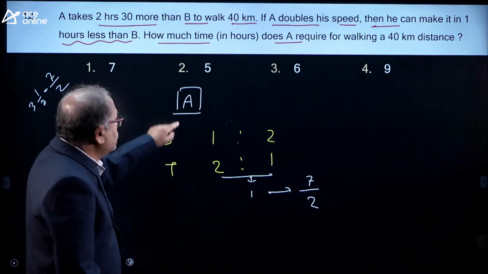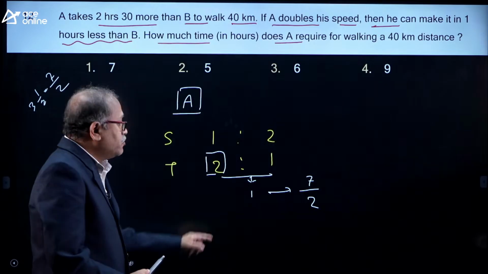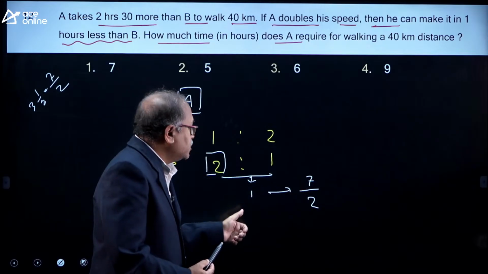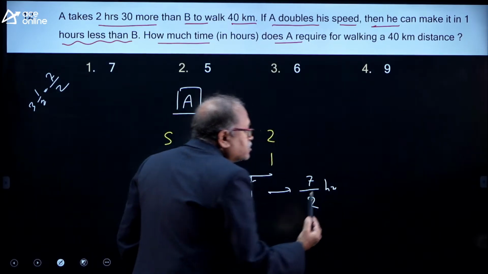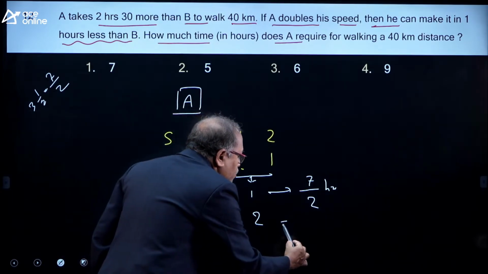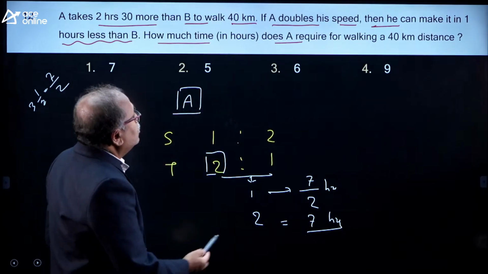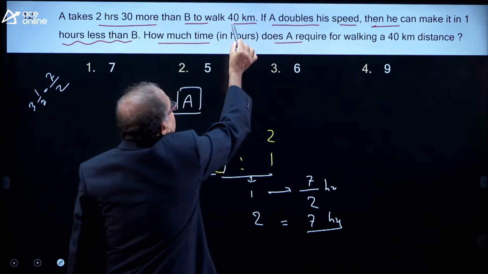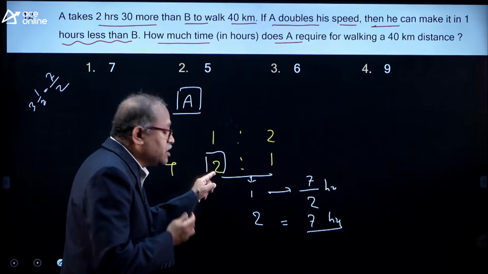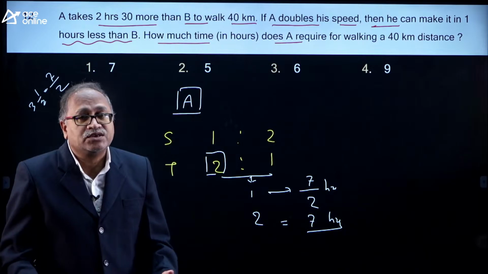What is the time A takes? A takes 2 parts. One part of the time is 7/2 hours, then he will be taking 2 parts of the time. So, how much will that be? Will that be 7 hours? Now, I am not considering the 40 kilometers, because it is 40 in both cases. So, the original time to cover 40 kilometers is 7 hours, that is all.